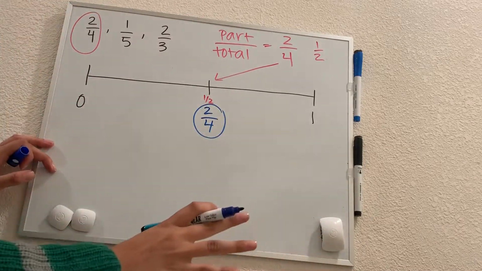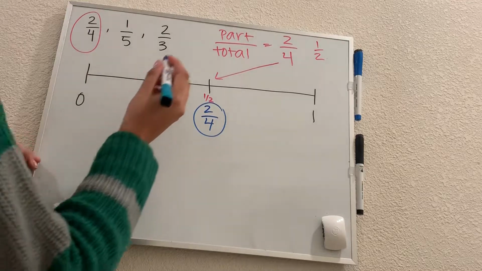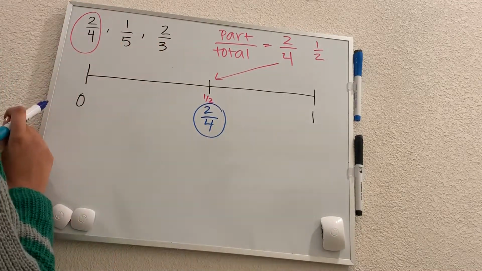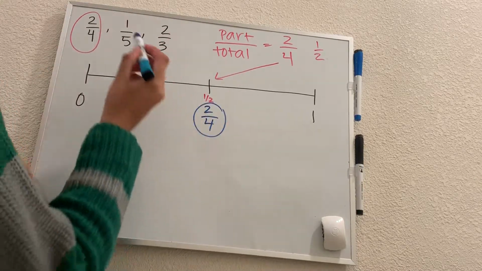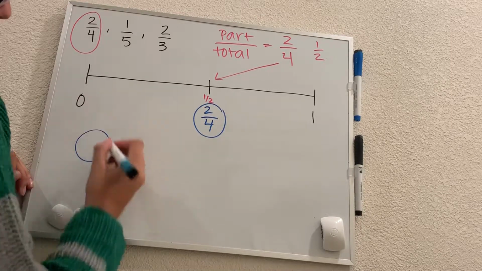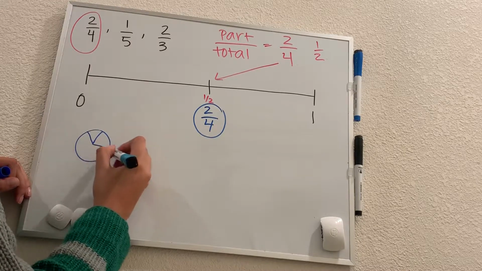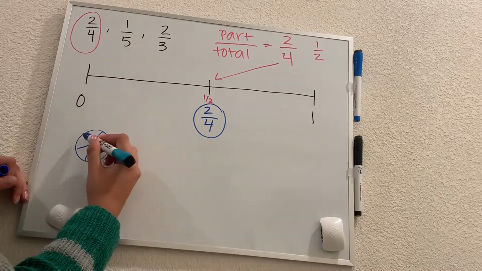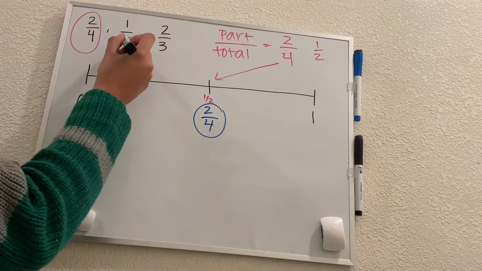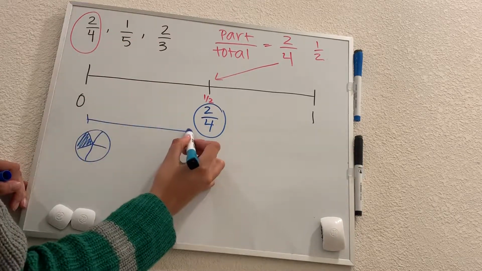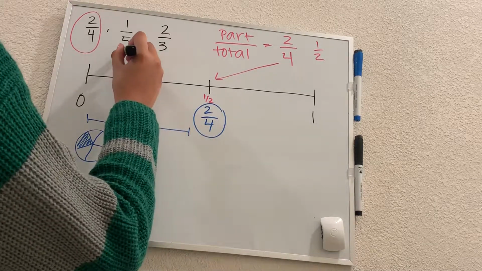That one's simple. Next, you have to think about 1/5 and 2/3. 1 out of 5. Is that more or less than half? Exactly, it's less than half. If you have a pie and you were to split it up 5 times, 1, 2, 3, 4, 5, and you only filled in one piece, is that more or less than half? That's less than half, exactly. So 1/5 is going to fit somewhere in here. We're not sure yet.